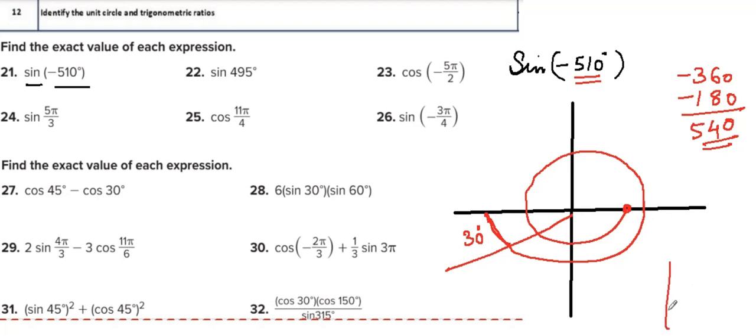I told you the reference angle in the first quadrant, and likewise in the fourth quadrant, the second, and the third quadrant. This one is the third quadrant, and this is 30 degrees. So you can write it as sine 30 degrees, and sine 30 degrees is 1 over 2. This is the third quadrant, where sine is negative, so it is minus 1 over 2. So this is your sine of minus 510.